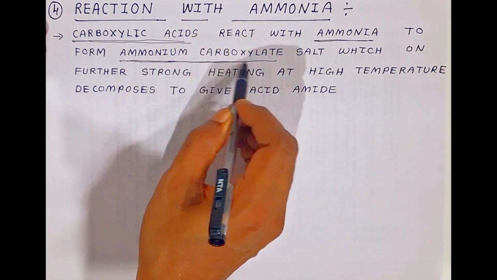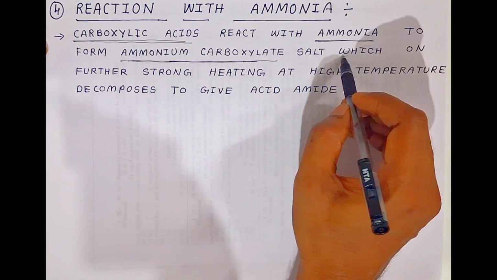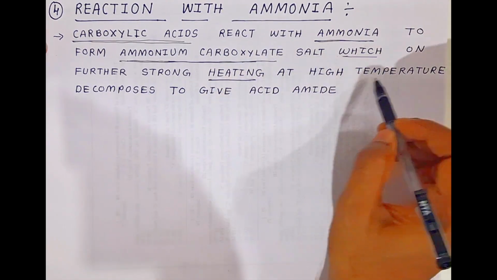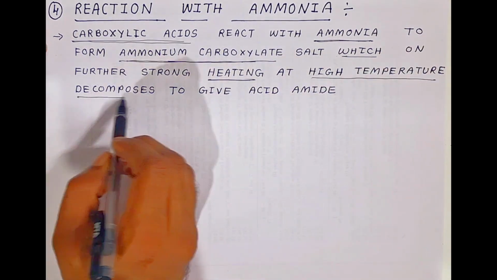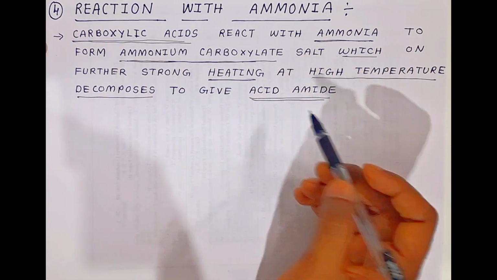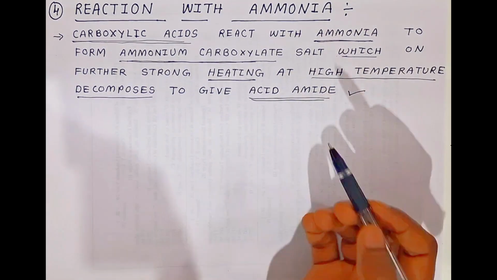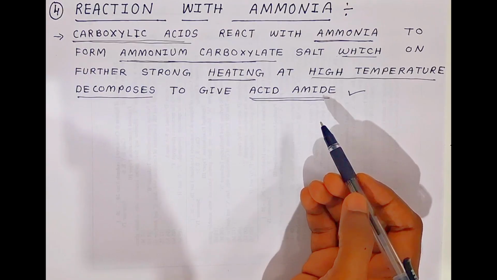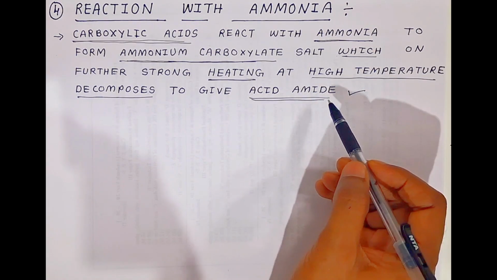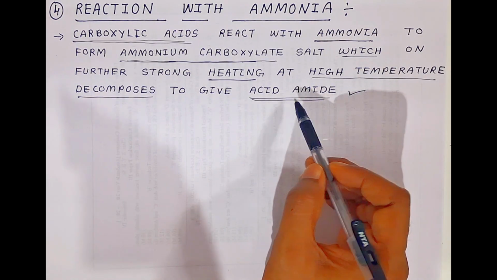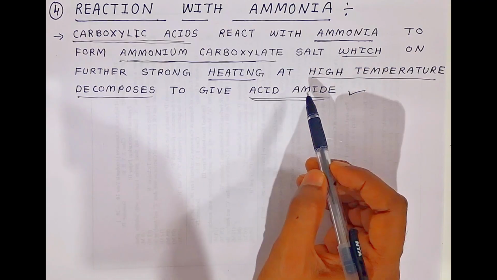First it will form ammonium carboxylate salt, which on further heating at high temperature decomposes to give acid amide. You are getting acid amide, students. This is the formation of acid amide, which is a very important product. For the formation of protein, acid amide is the primary source.